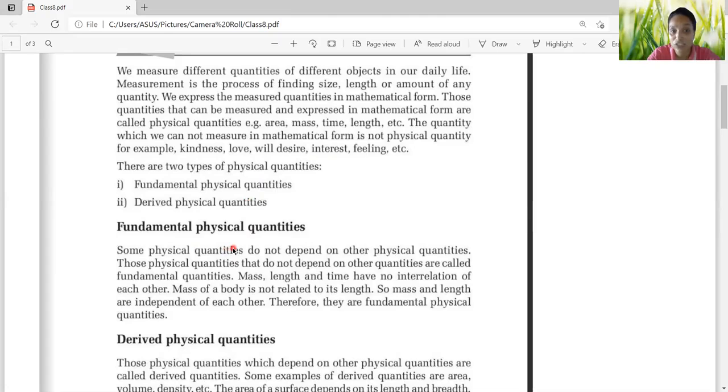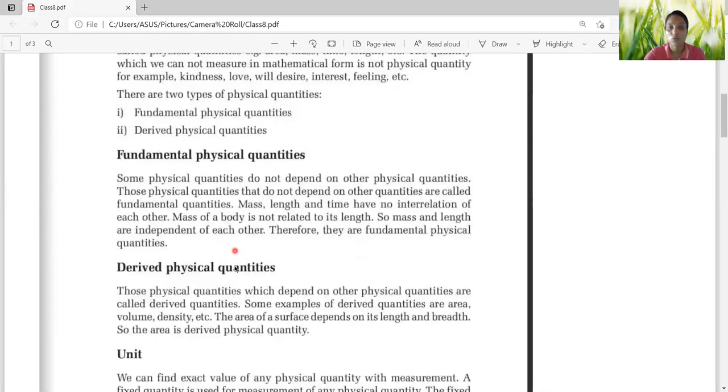What are fundamental physical quantities? Some physical quantities do not depend on one another. They are independent. That is a fundamental physical quantity. It is not dependent on anything. Like the mass of your body, it doesn't depend on the length of your body. Whatever mass I have, the length is what it is. So they are independent of each other. These are fundamental physical quantities.